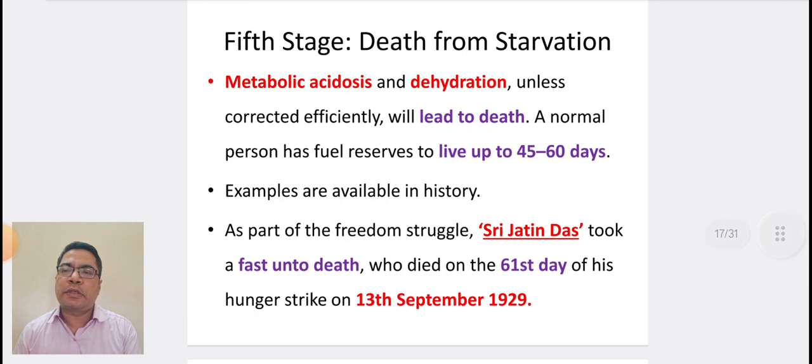Coming to the fifth stage, death from starvation. Metabolic acidosis and dehydration, unless corrected efficiently, will lead to death. A normal person has a fuel reserve to live up to 45 to 60 days. Examples are available in history. As a part of the freedom struggle, Sri Jatin Das took a fast unto death, and died on the 61st day of hunger strike on 13th September 1929.